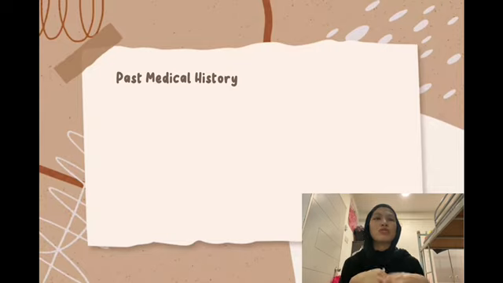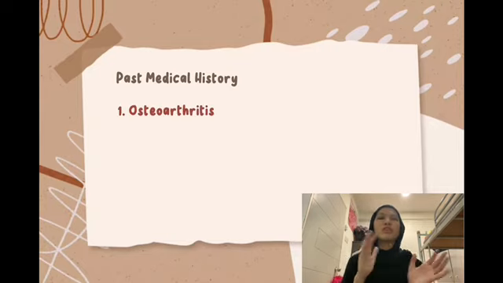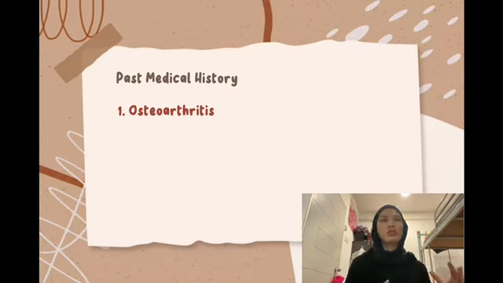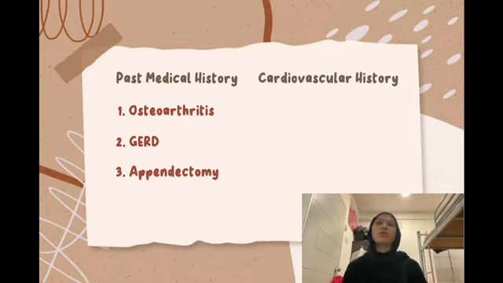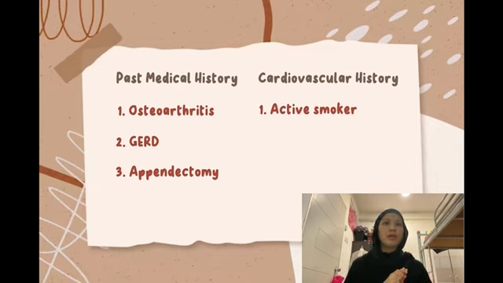Mrs. Amanda also has a past medical history of osteoarthritis, which is a degenerative joint disease in which the tissue in the joint breaks down over time. She also has GERD, which is a gastrointestinal disease, and an appendectomy, which is surgery to remove the appendix. Her social and cardiovascular history is that she was an active smoker.